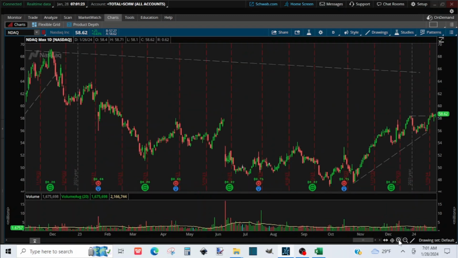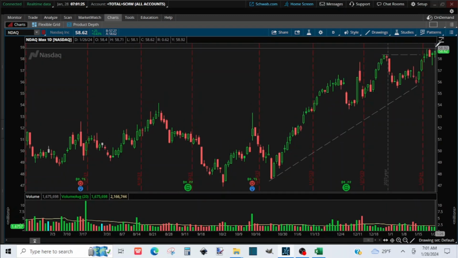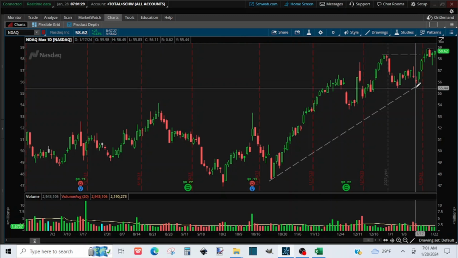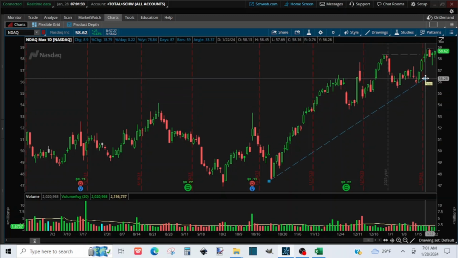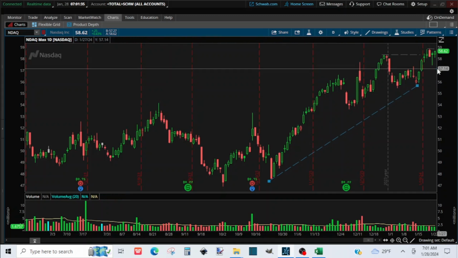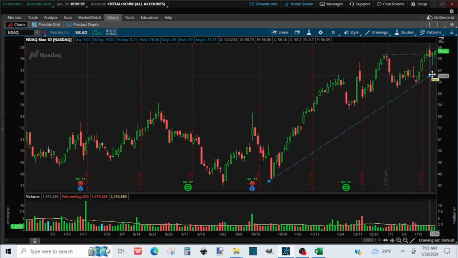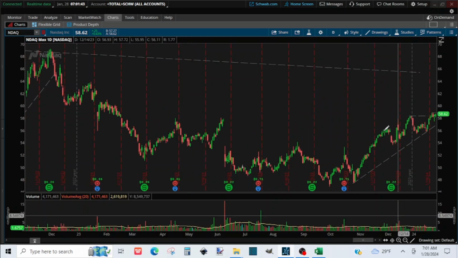Okay, so now we have this one that reached a peak and started going down. We need to extend our line here. It's still on that trend. We do have a resistance line ahead.